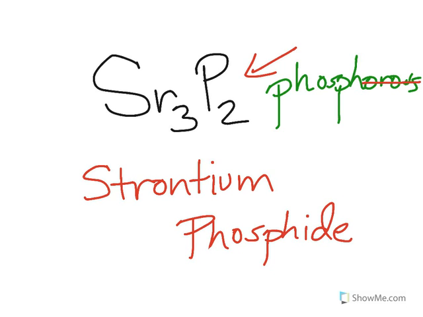Again, you could take a look at all the IUPAC rules in the textbook, but as a general guideline, to name binary ionic compounds, you would use the name of the first element, and then the second element as well, but then switch the ending over to an IDE ending.